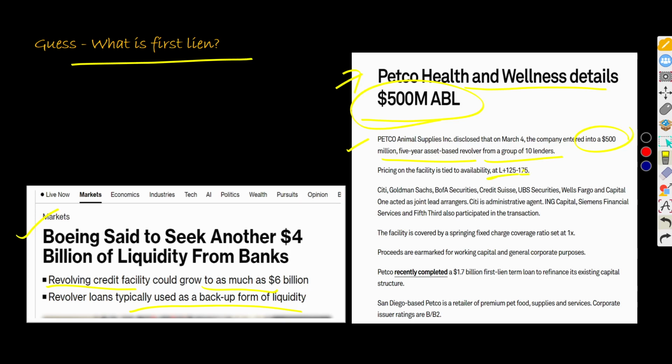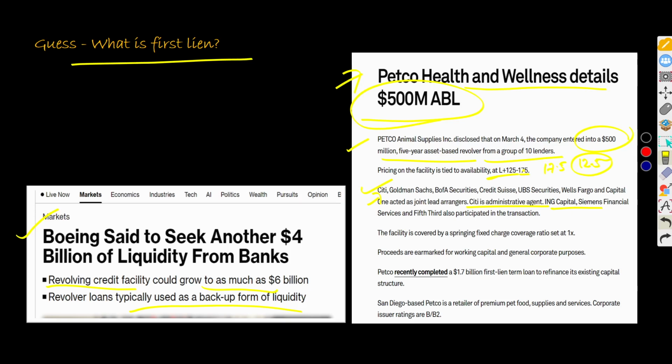Whenever you see something like 175, it means 1.75, or 12.5 meaning 1.25 in that way. That depends on the base or bps points, whether it is in 100 or 1000. All right. Citi, Goldman Sachs, Bank of America Securities, Credit Suisse, UBS, Wells Fargo acted as joint lead arrangers. Citi is the administrative agent, so Citi would arrange everything and then all will participate and provide funding.